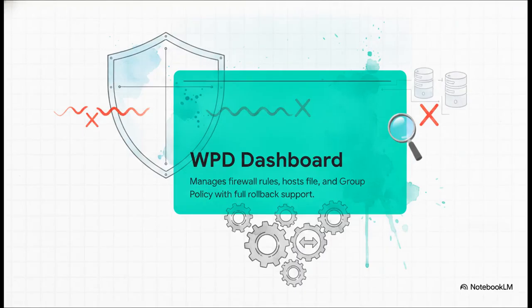Then there's WPD, the Windows Privacy Dashboard. This one goes a step further than just basic registry tweaks. It actively manages network-level data exfiltration, basically stopping the data from leaving your computer in the first place by adjusting firewall rules and host file entries to block telemetry endpoints. But its absolute best feature is full rollback support. If you get a little too aggressive with your deep loading and suddenly something breaks, WPD provides the safety net you need to revert exactly what you just did.